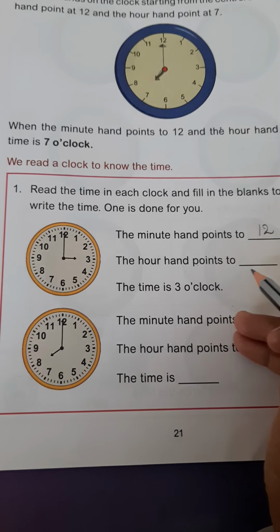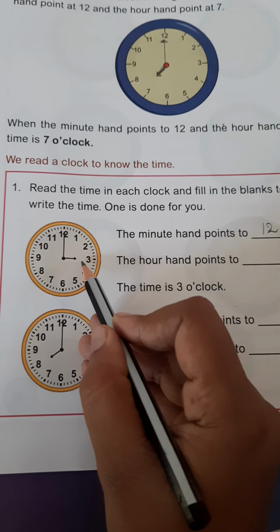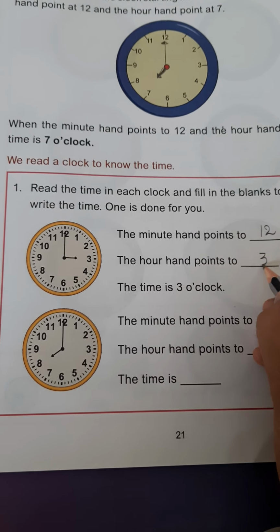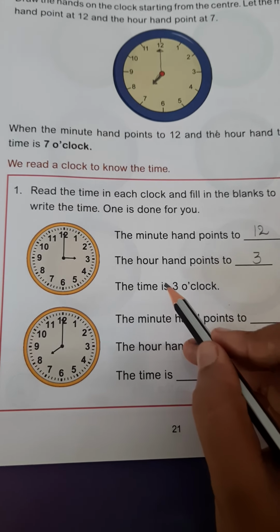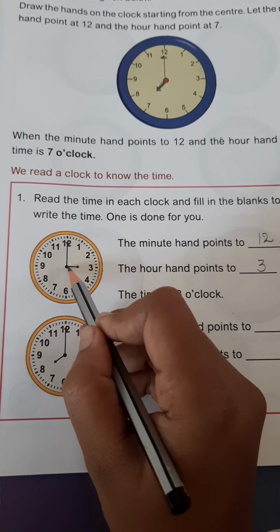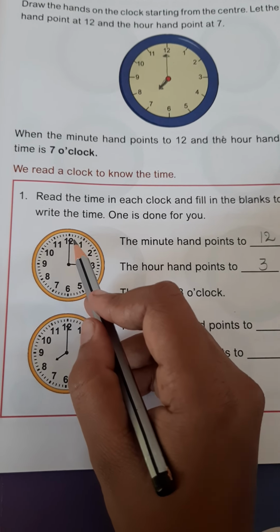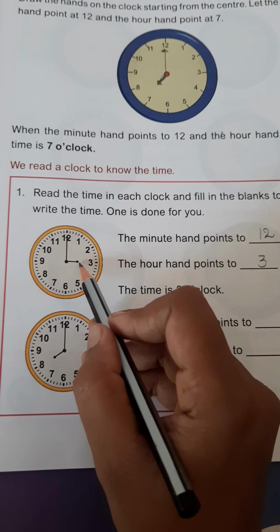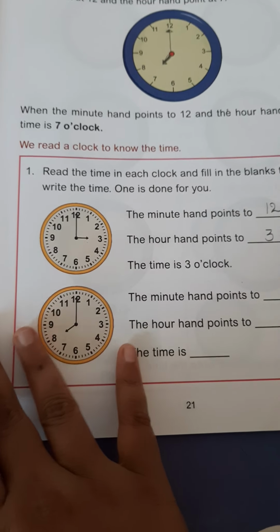Next, the hour hand. Where is the hour hand, children? The hour hand is short, so this is the hour hand. The hour hand points to 3. Now the time is 3 o'clock. Okay, observe this, children. Here the hour hand is at 3 and the minute hand is at 12. So we read this time as 3 o'clock. The short hand is at 3, so it is 3 o'clock.